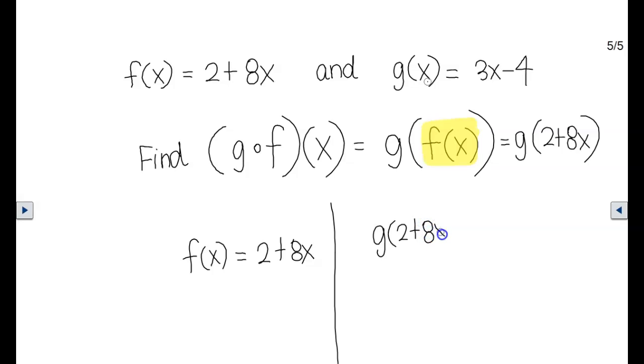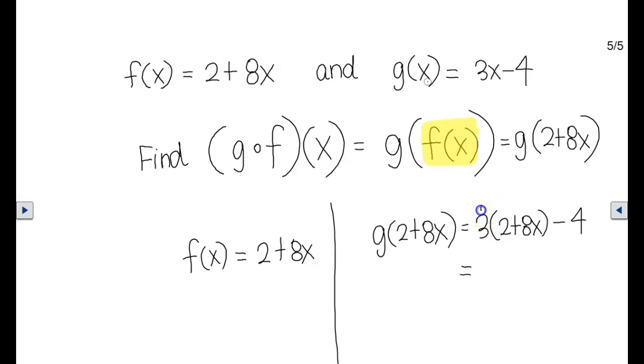Now again, don't let this bug you. Think about what it's saying. G of 2 plus 8x means to take the function named g, 3 times x minus 4, and input 2 plus 8x for the x in that function. So right here where I see the x in that function, I'm going to replace him with 2 plus 8x. So this is going to be 3 times 2 plus 8x minus 4. Whatever you see inside the parentheses on that function notation is what you input for your x.